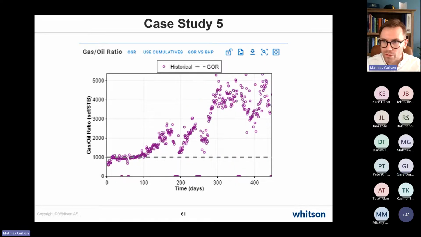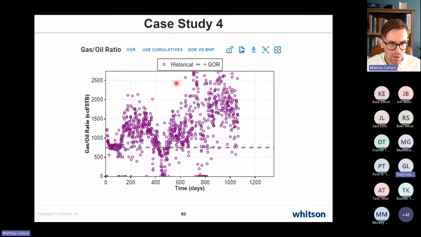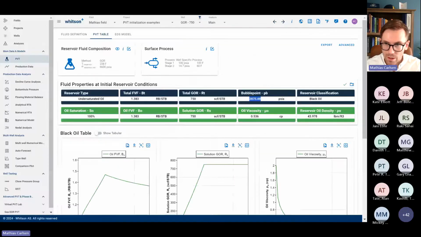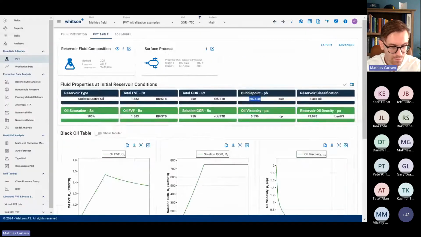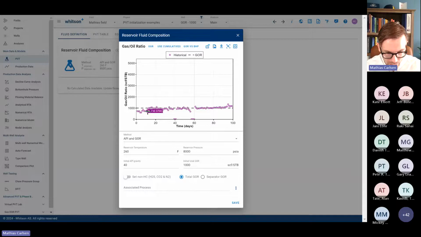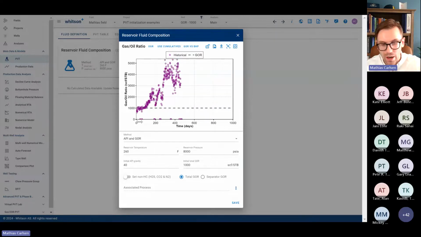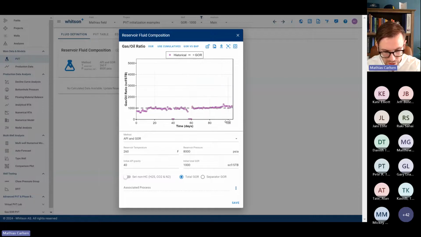Let's see. Okay, perfect. So that was number 4, and we're going to go to number 5. This one has a very similar thing. This is around 1,000. That'll be this guy right here. Has pretty low GORs in the beginning, stabilizes before it goes up. So many times it can be really helpful to actually look at the data. And this is clear, saturation pressure is being seen.